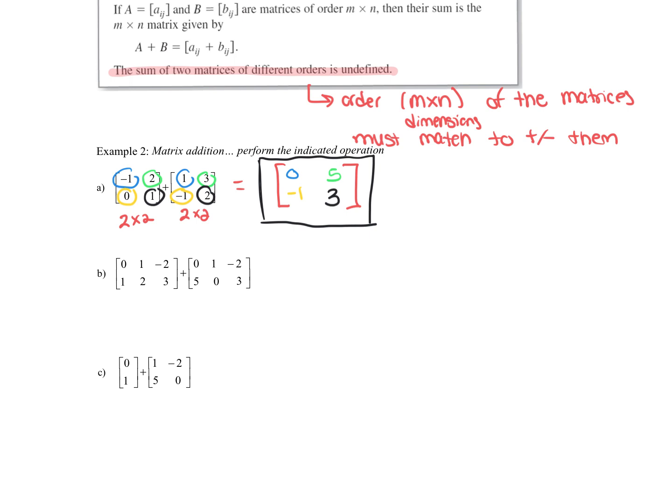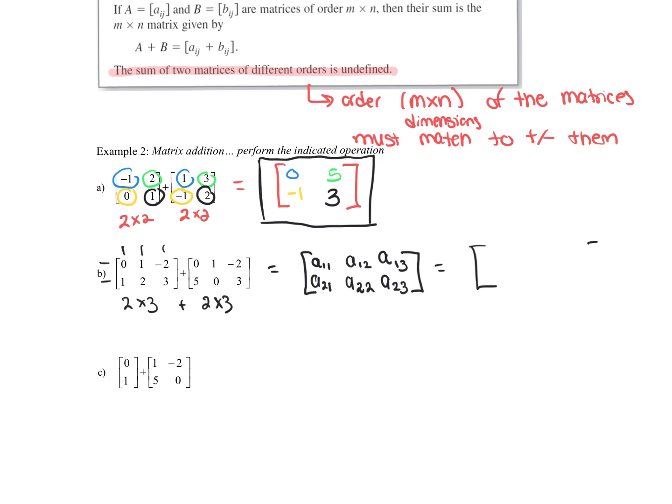On the next one, this is 2 rows by 3 columns. So this is a 2 by 3 plus a 2 by 3. So this equals a 2 by 3 matrix, which is going to look like this. This spot here would be called A row 1, column 1, A row 1, column 2, A row 1, column 3, and then we're going to add those pieces together. This is A row 2, column 1, A row 2, column 2, A row 2, column 3. And we add the pieces in the respective places together.